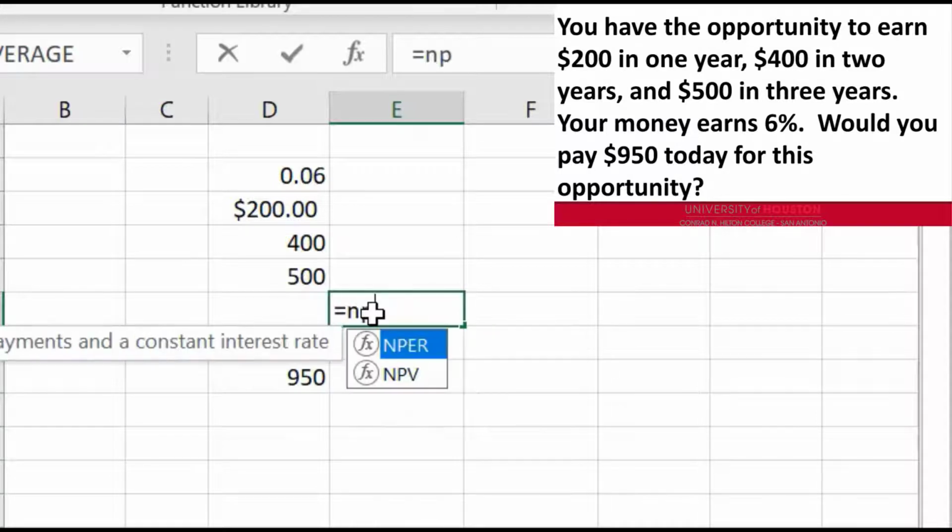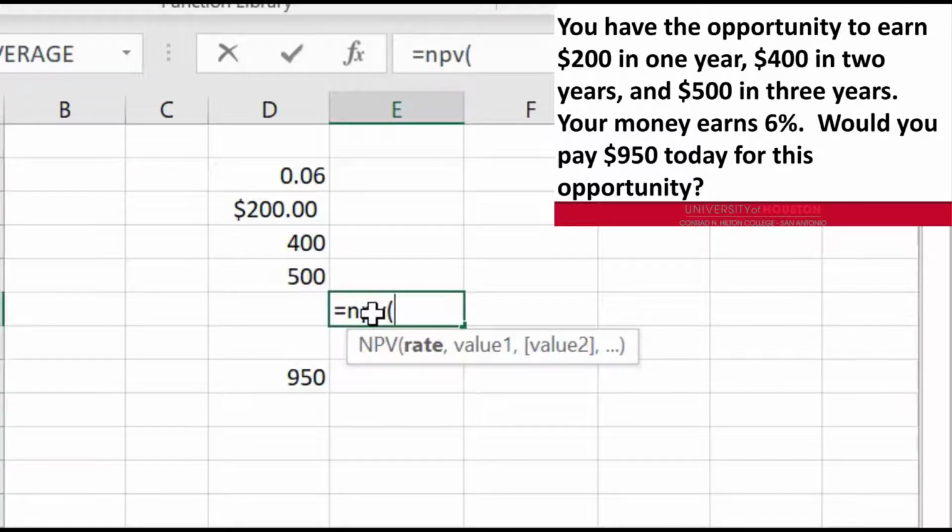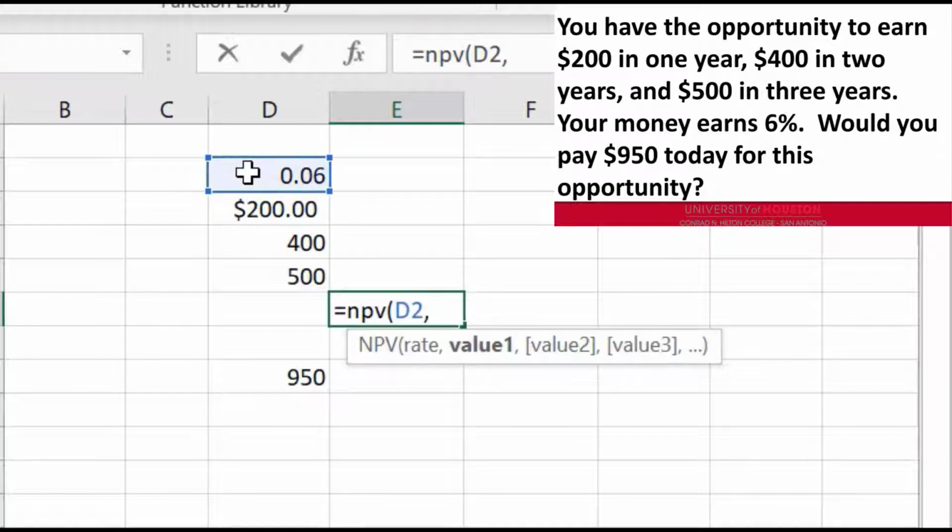Equals NPV. First thing it asks for is the interest rate. Instead of typing it in, I'm going to point to the cell. So our interest rate is here in cell D2, which is 6%. I'm then going to hit a comma. It asks me for the first year's value. Instead of typing each one individually, I'm just going to highlight all three.